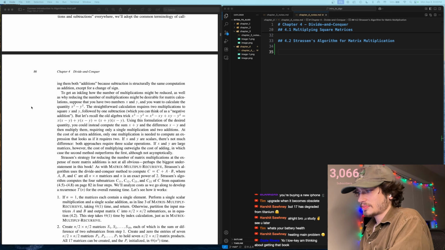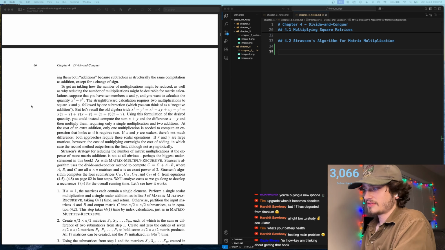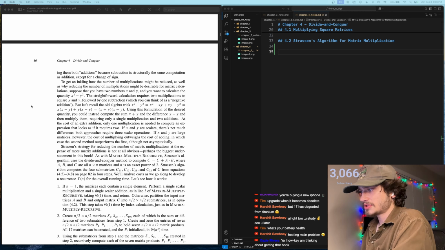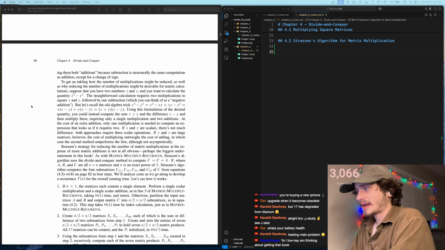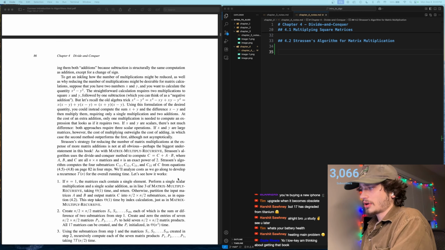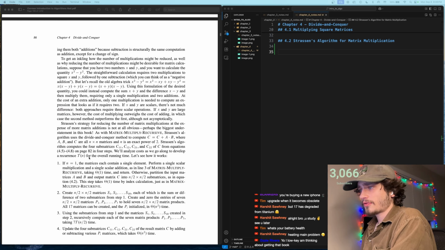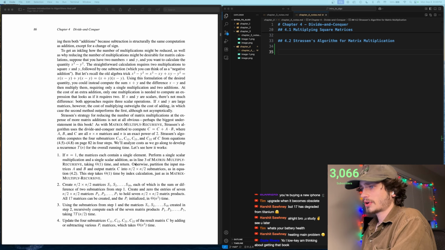As with matrix multiply recursive, Strassen's algorithm uses the divide and conquer method to compute C equals C plus A times B, where A, B, and C are all n by n matrices, and n is an exact power of 2. Strassen's algorithm computes the four submatrices C11, C12, C21, and C22 of C from equations 4.5 through 4.8 on page 82 in 4 steps. We'll analyze costs as we go along to develop a recurrence T of n for the overall running time. Let's see how it works.